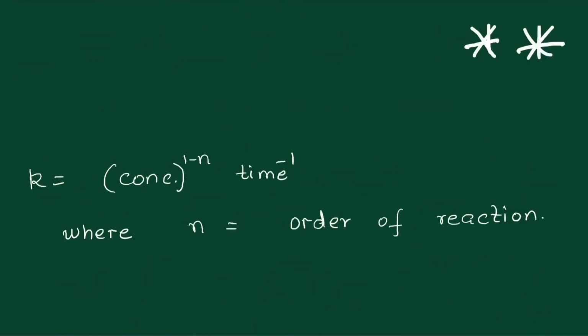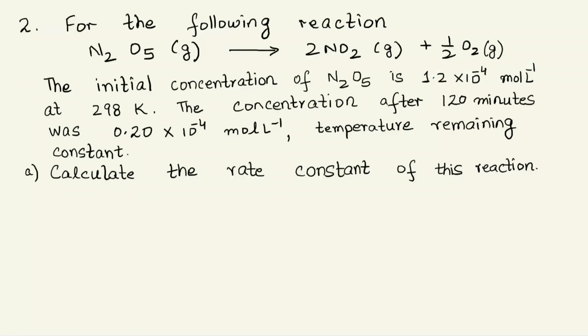Now, are you ready to attempt a question on your own? Let's see. Here's a question listed for you. For the following reaction, N2O5 breaking down to give you NO2 plus half O2, all reactants and products in the form of a gas. The initial concentration of N2O5 is 1.2 into 10 to the power minus 4 moles per liter at 298 Kelvin. The concentration after 120 minutes was 0.2 into 10 to the power minus 4 mole per liter. Temperature remaining constant. Now, why did I give temperature remaining constant? Because the rate constant varies with temperature.